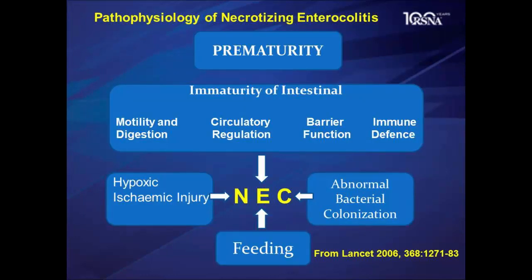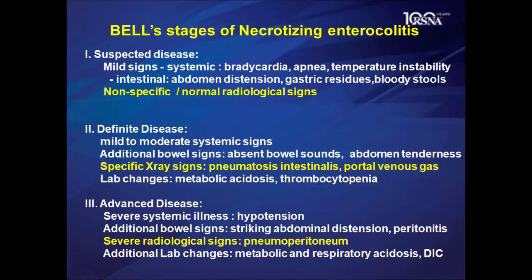We know about necrotizing enterocolitis. It's a combination of a lot of stuff. Dysmotility, circulatory problem, hypoxia, ischemia, immunology problem. So all this consortium results in necrotizing enterocolitis. Now, Bell classification clinically stages it as suspected disease, stage 1. Actually, for radiology, there's nothing specific. The X-rays look fine, but clinically, the patient has temperature instability, becomes distended, he gets gastric residue, he may start having bloody stools.